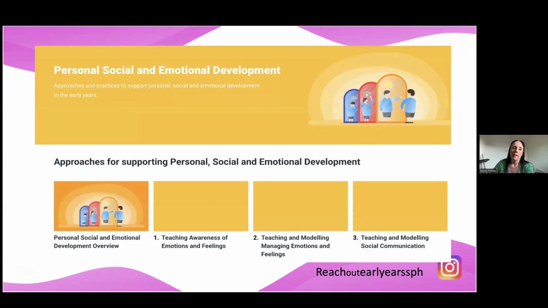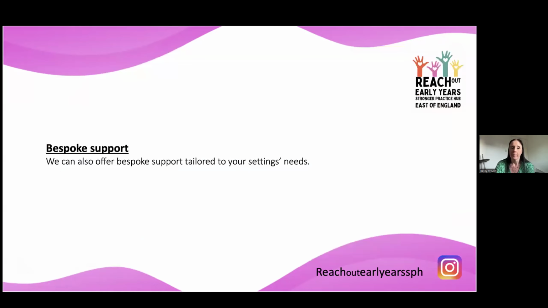And the other ones that I really like as well, obviously with my neurodiversity hat on, are your personal, social and emotional development. So again, looking at awareness of feelings, modeling how to manage them, thinking about social communication. So do go and have a look. There are other sections. These are obviously just my 2 favorite ones, but it's a really useful resource. So please do go and have a little look.